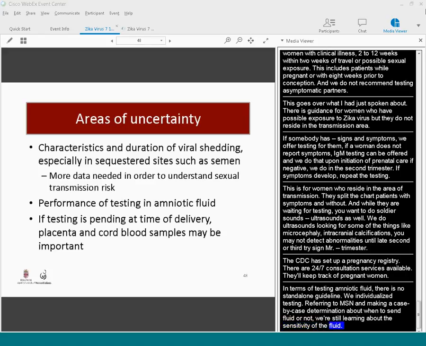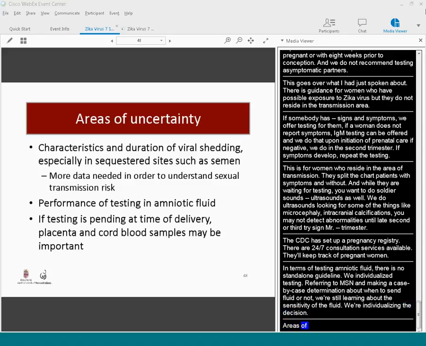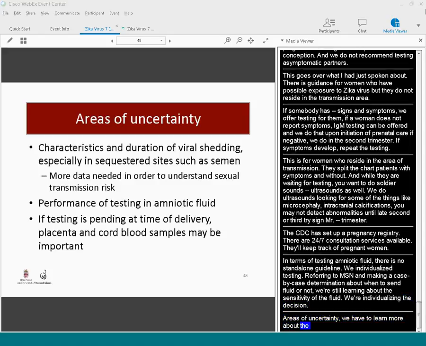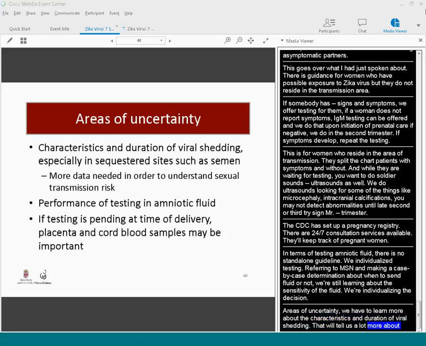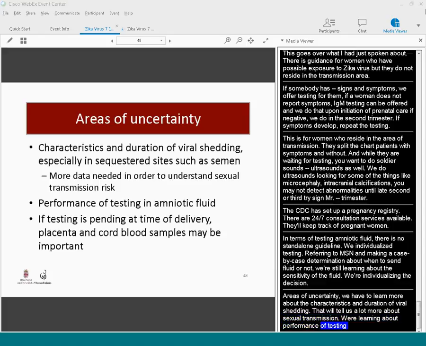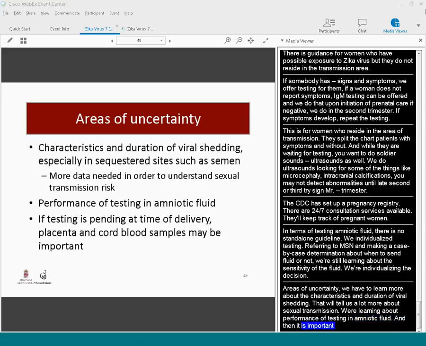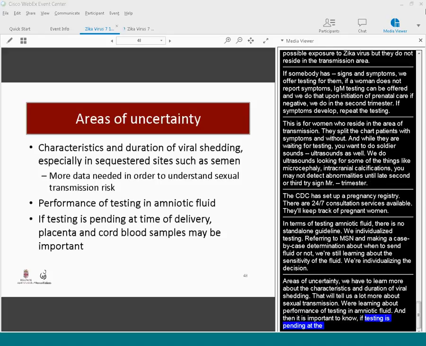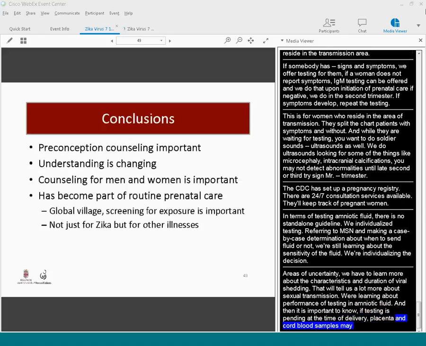Areas of uncertainty. We really have to learn more about the characteristics and duration of viral shedding, especially in sequestered sites such as semen. That's going to help tell us a lot more about sexual transmission. We're also learning about the performance of testing in amniotic fluid, and as we do more amnios, we're going to be learning more about that. And important to know, and this is a good segue into Dr. Smith's presentation, if Zika virus testing is pending at the time of delivery, if you have a pregnant patient that comes in late, you do want to try and collect placenta and cord blood samples because that's going to be important as well.